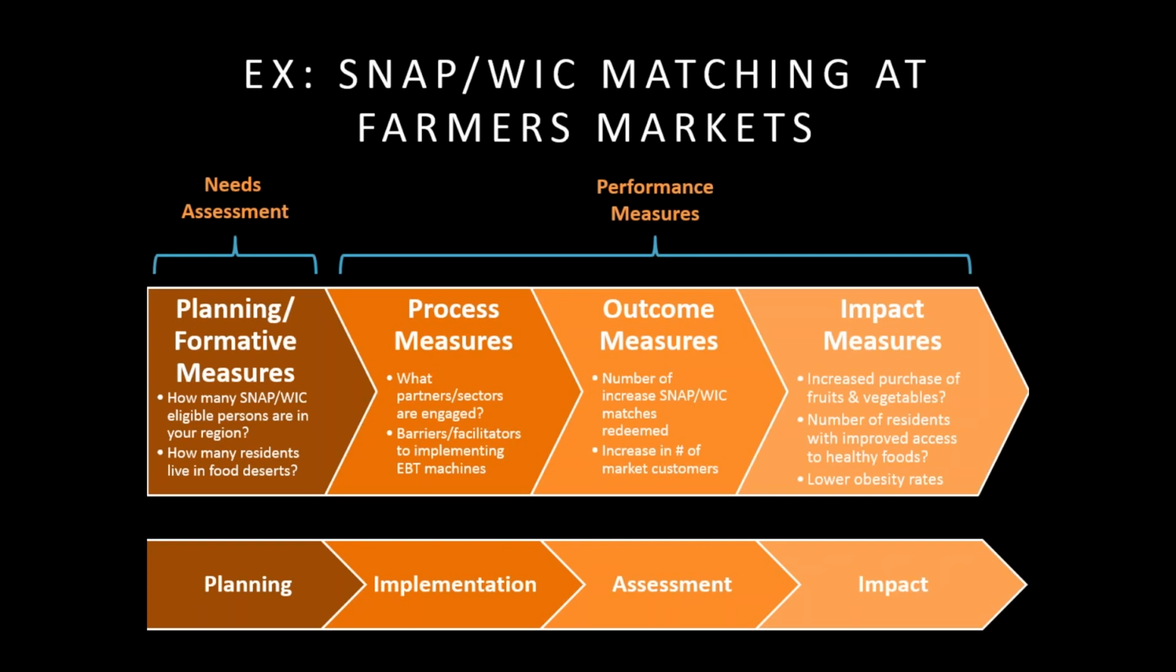So in the long run, has there been an increased purchase of fruits and vegetables in your region? Not just amongst those in the data that you're capturing at the farmer's market, but in that whole area. Are there an increased number of residents now with improved access to healthy foods? So from kind of a mapping perspective, literally how many people are living in the area who are being impacted positively by your work. And then even longer term, are disease rates going down? Are people engaging in more healthy behaviors?